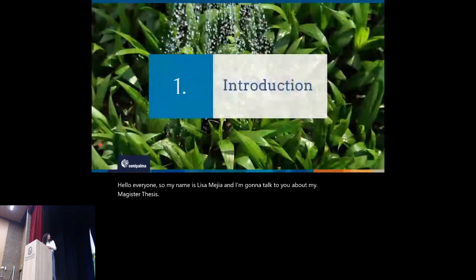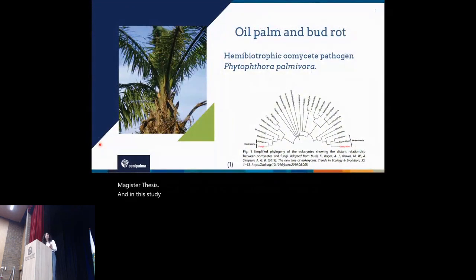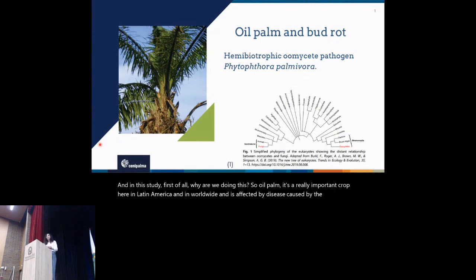In this study, well, first of all, why are we doing this? Oil palm is a really important crop here in Latin America and worldwide, and is affected by disease caused by the oomycete pathogen called Phytophthora palmivora. Oomycetes are a group of organisms similar to fungi, but really not that closely related. They are most closely related to algae and really closer to plants.